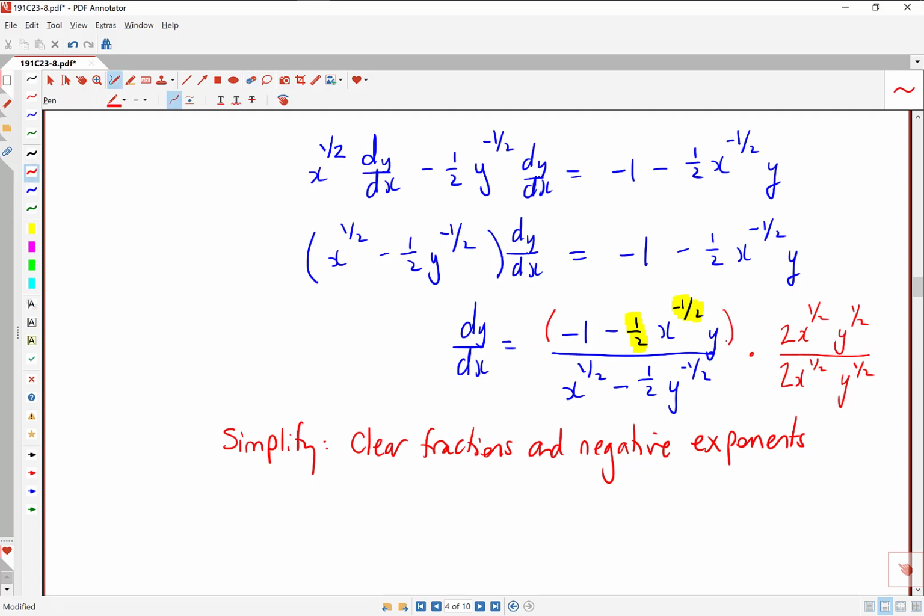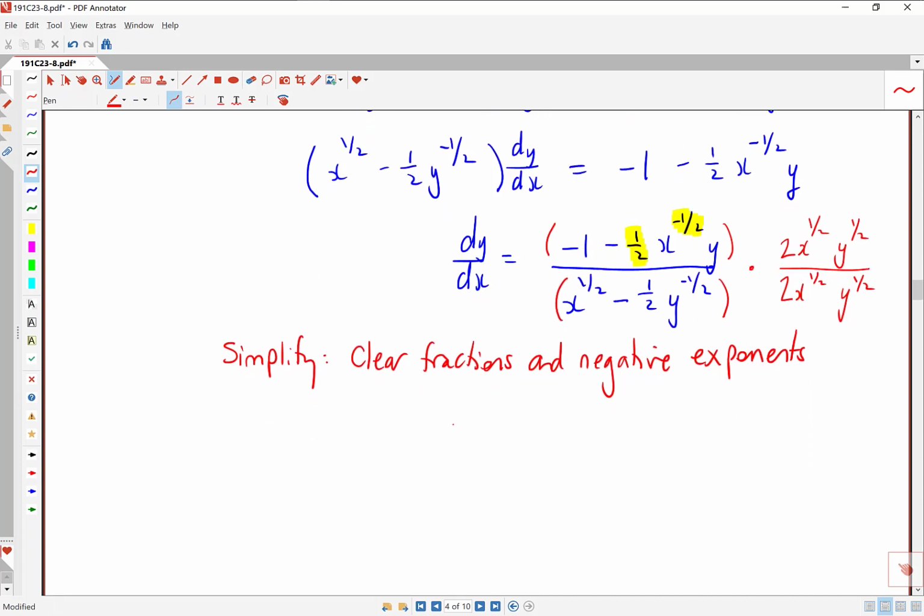So I'm going to put brackets around this, and we're just going to expand out in our next step. Okay, so dy by dx, multiplying the top through by this 2x to the 1/2, y to the 1/2, we'd have minus 2x to the 1/2, y to the 1/2. In the second term, the half and the 2 cancel. The x to the minus 1/2 and the x to the plus 1/2 cancel. And you'd have y times y to the 1/2. So when you're multiplying, you're going to add those exponents together. 1 plus 1/2 is 3/2. Okay, so that's what we're getting on top.